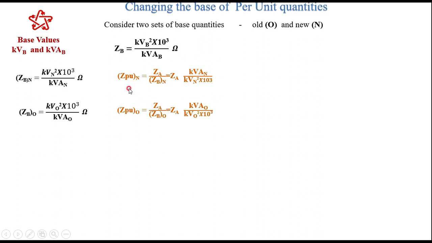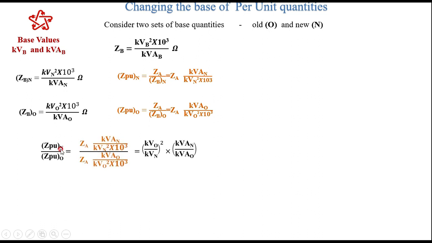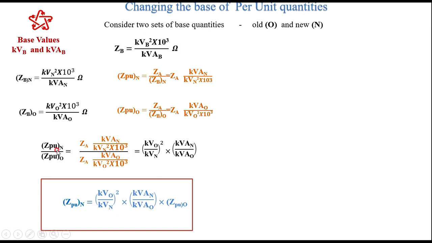Now I am taking the ratio of Z per unit new to Z per unit old. Just I am taking the ratio of these two. Then what I am getting is kVA O divided by kVA N whole square into kVAN by kVA old. Just now we have derived the same equation. Therefore, Z per unit new, then you can substitute this to this side, and then what I am getting is this equation. Okay, this is the derivation you have to do.